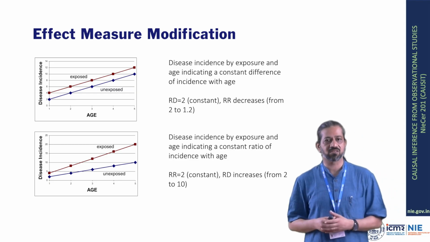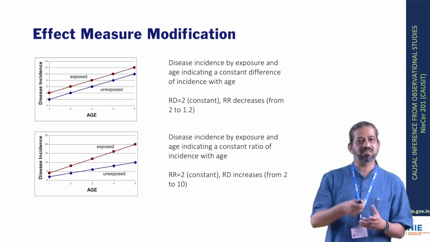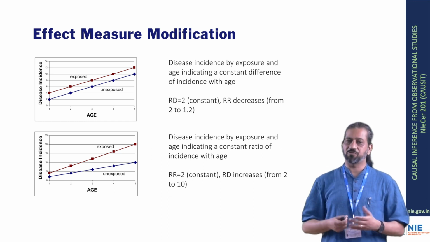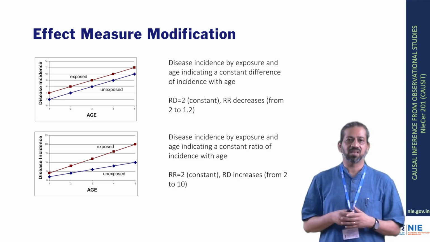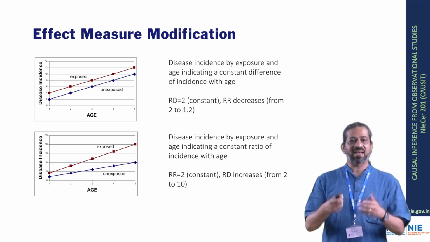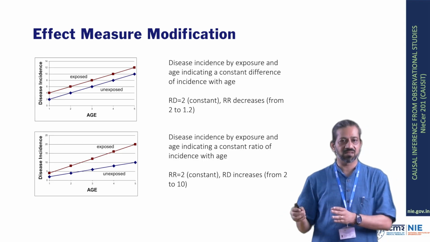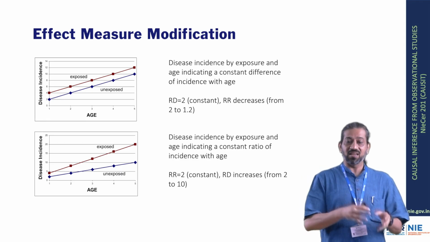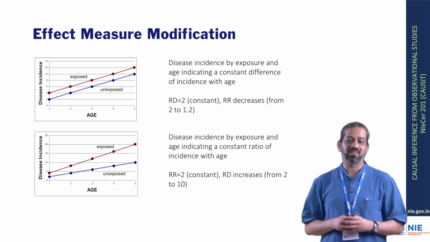However, if you look at the risk ratio, it keeps on changing. In the first instance, it's 4 by 2, which is 2. In the second instance, it's 6 by 4, which is less than 2. And so with the increase in the age group, the risk ratio is decreasing from 2 to 1.2. Whereas if you look at the graph below, the risk ratio remains constant across different age groups, while the risk difference actually increases from 2 in the age group 1 to 10 in the age group 2.